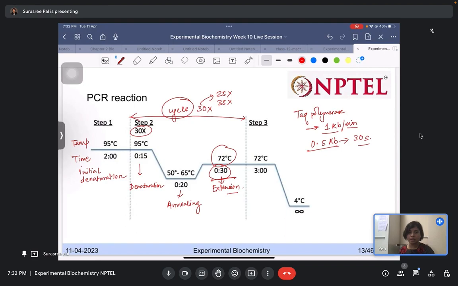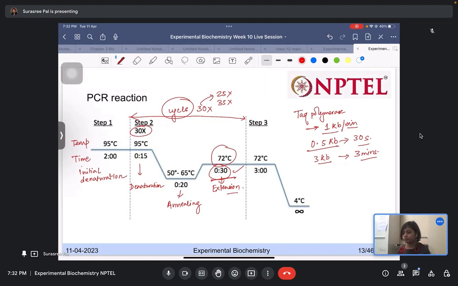So this is why we have kept 30 seconds here. Suppose our DNA is 3 kilobases in length, then we will keep 3 minutes time in this particular extension step. Now this will be carried out for 30 cycles, so that at the end of 30 cycles, exponentially the number of DNA molecules can be produced.